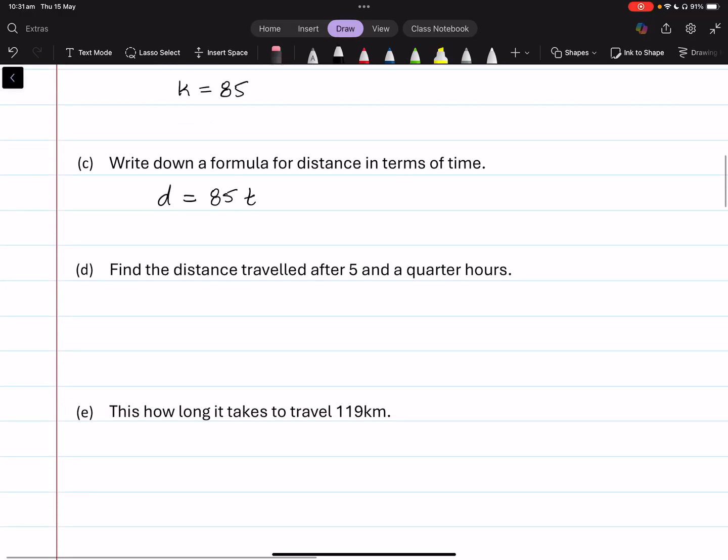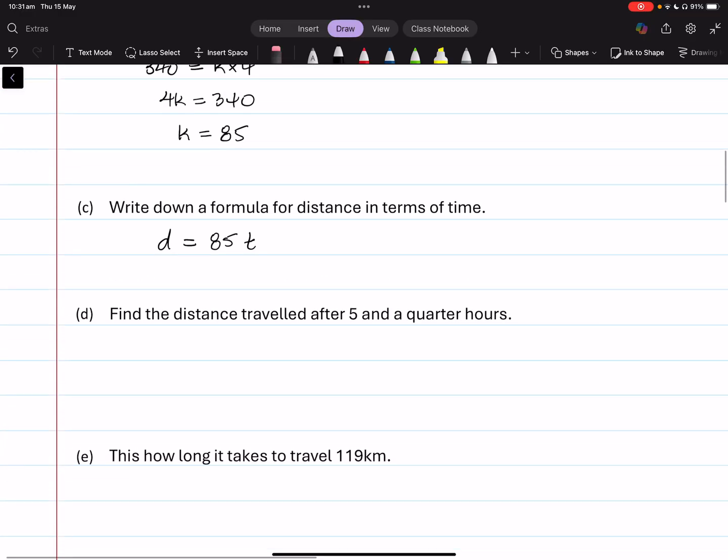Okay, find the distance traveled after 5¼ hours. Okay, so when time is 5¼, now we can write that as a fraction or as a decimal. I might write it as a decimal, 5.25. The distance, substituting it into the formula above, is going to be 85 times the 5.25. And if you calculate that, it comes out to be 446.25 kilometers.